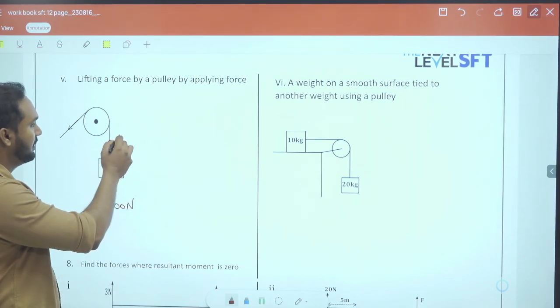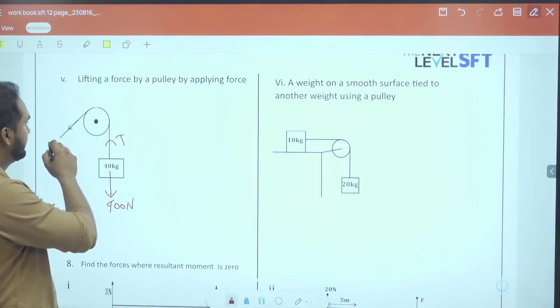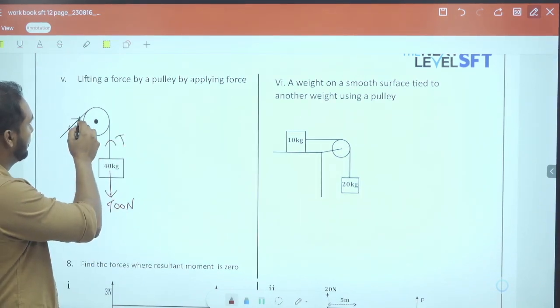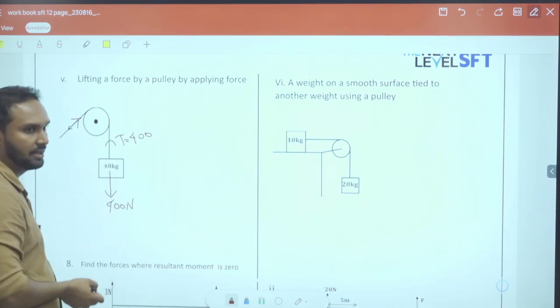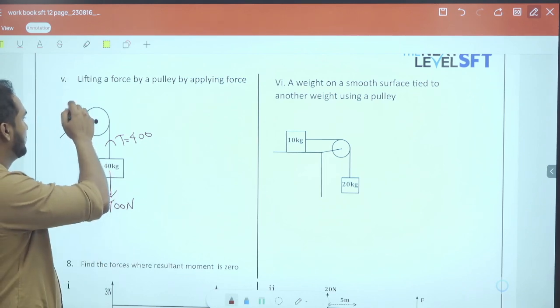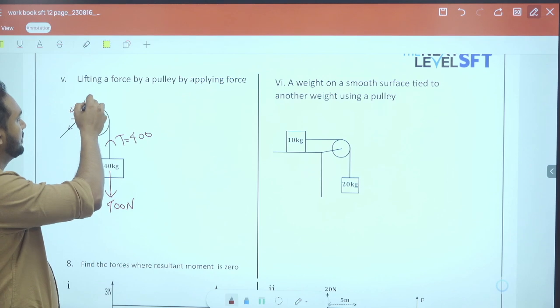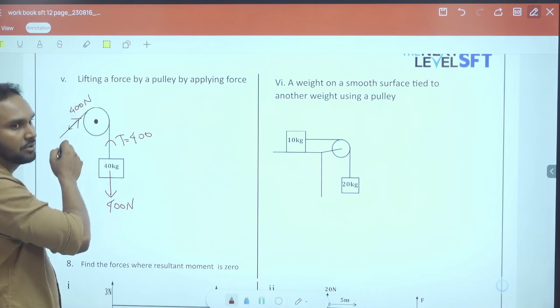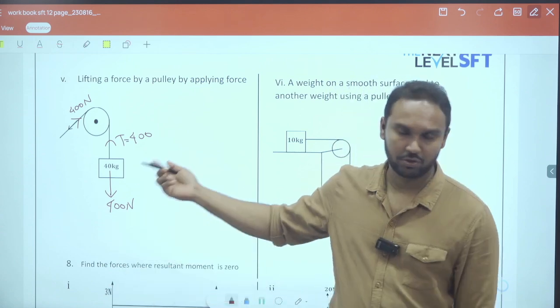And the tension will be the same, right? And here the tension will also be the same, 400, because it's stationary, right? Upward forces should be equal to the downward forces, and so here the tension should also be 400 newtons, and the applied force also should be what? The applied force should also be 400.